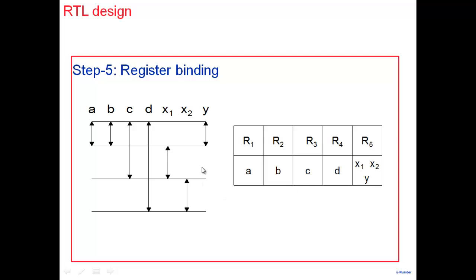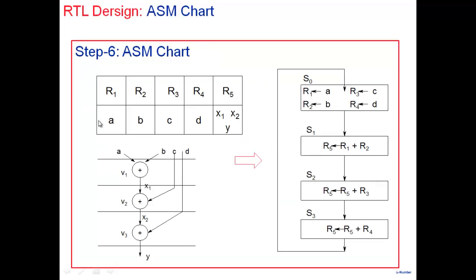So what this step is, after identifying, if you're trying to economize on registers, identify the registers here and start binding the values to those particular registers. Once you have scheduled the operations, decided how many registers are there, and done the binding of the variables to the registers, then you can straight away construct the ASM chart.